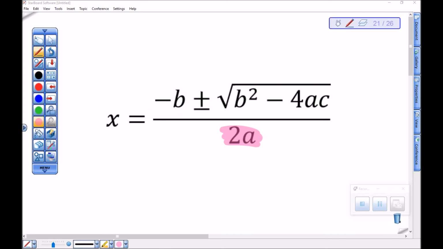All right, check out some other videos if you want to see examples of this thing, but there is how you solve using the quadratic formula.